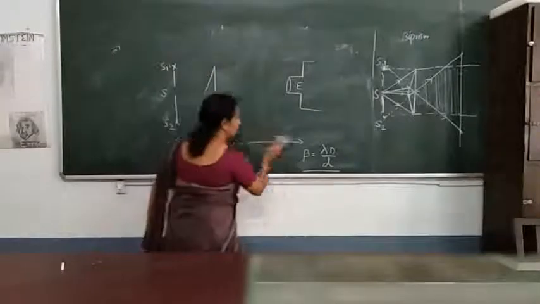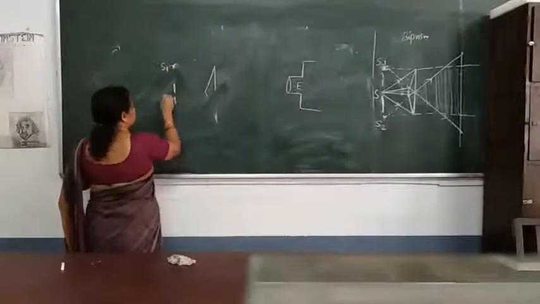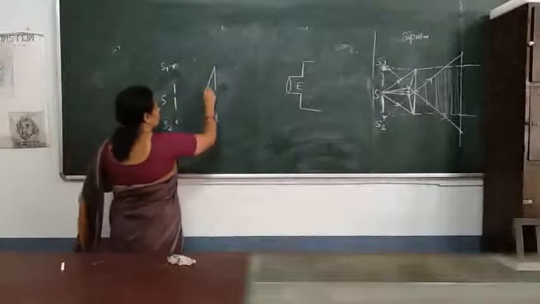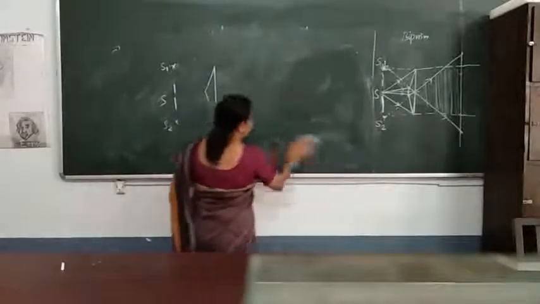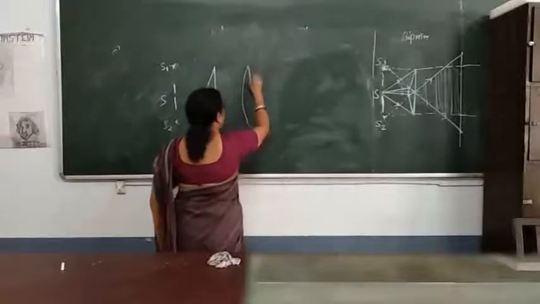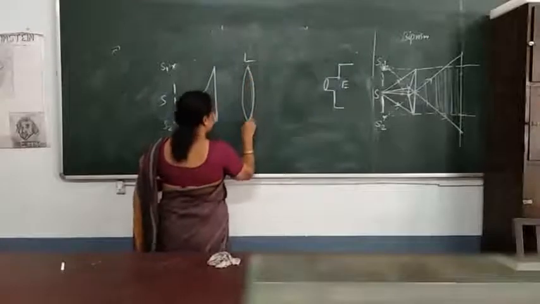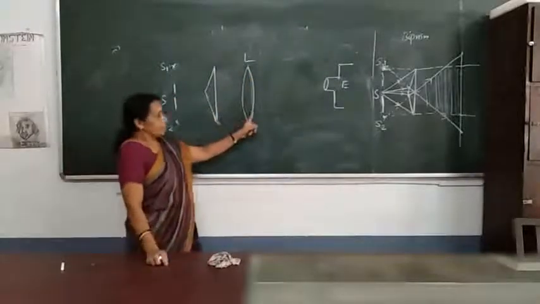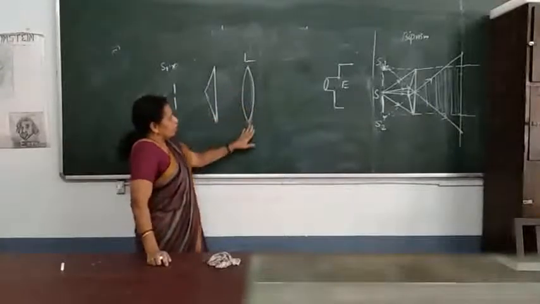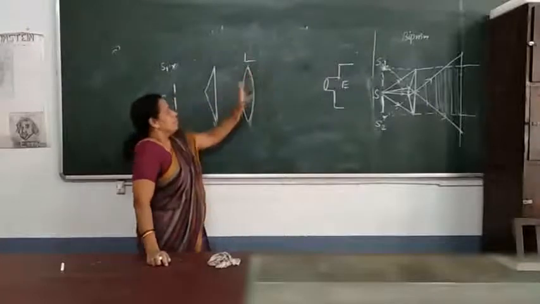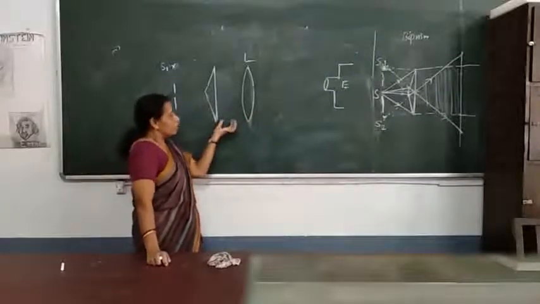So to measure small d, there is a method. A convex lens is introduced between the biprism and the eyepiece. The convex lens should have a very long focal length. A convex lens of long focal length is taken, and first of all, we keep it very close to the biprism and slowly move it.